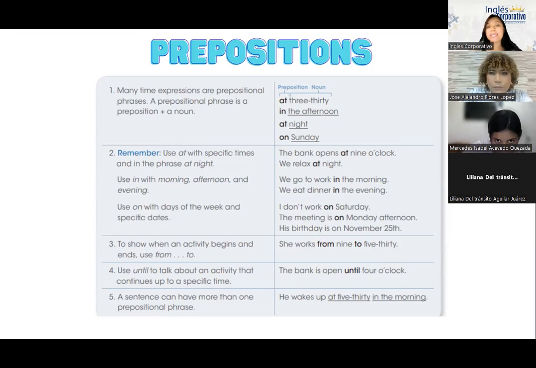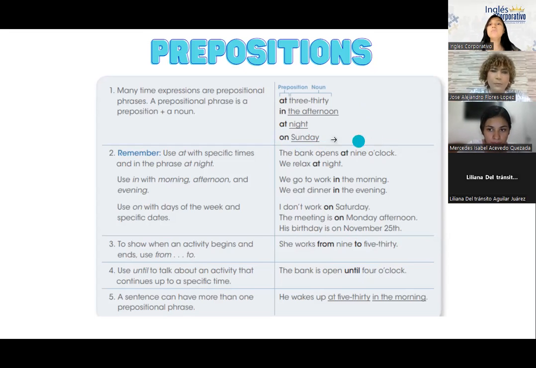On Sunday, look at this one. On Sunday, never in Sunday, jamás va a ser the Sunday para decir el domingo. On Sunday, on Monday, on Tuesday, on Wednesday, on Thursday, on Friday, on Saturday, and on Sunday. Yes, esas ya están establecidas y no van a cambiar nunca.